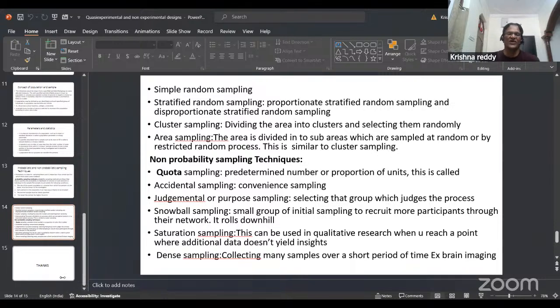So these are the various sampling techniques, and an explanation and detailed discussion will be held in the next class, that is tomorrow, about all these sampling techniques. These are only the classification of probable and non-probable sampling techniques. We can discuss in detail about all these sampling techniques in tomorrow's class.